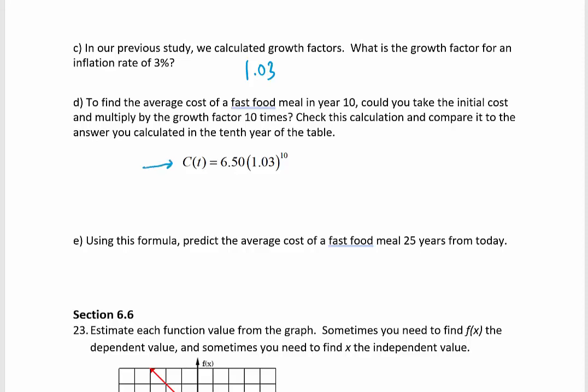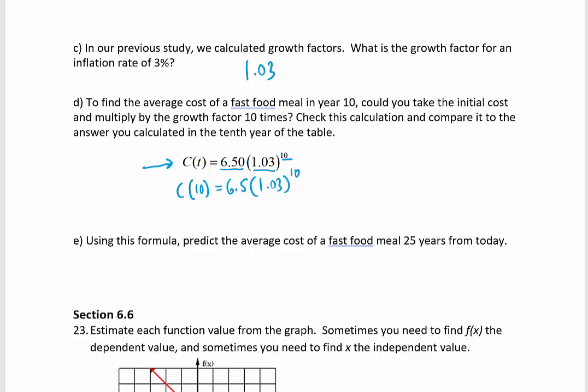And so here's the quick way to get to that answer. The long way was to take that table and fill it all the way out to get to 10 years. We could have calculated it in one shot right here, because notice this model is doing what we did in the table. We started out with 650 and we multiplied by 1.03 10 times. And so we could use this model to calculate this cost. So we could say now C of 10 years would be 650 times 1.03 to the 10th power.